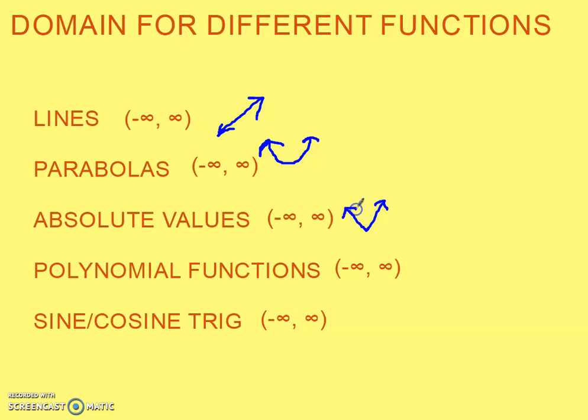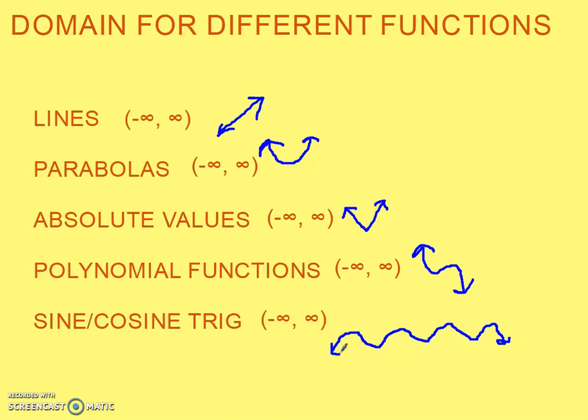Many of our polynomial functions also had a domain of negative infinity to infinity. Remember, those are those smooth graphs that kind of look like roller coasters. They've got lots of hills and valleys in them. Second semester, we'll look at the sine and cosine function. The sine and cosine function kind of has a lot of hills and valleys as well. They go up and down. They oscillate back and forth. Those also have a domain of negative infinity to infinity.